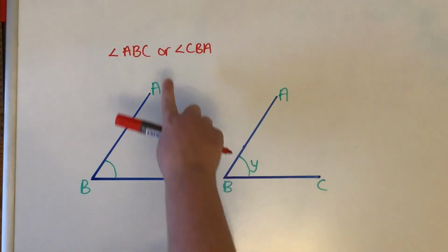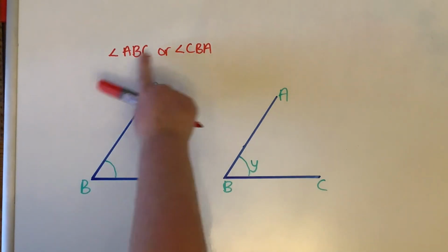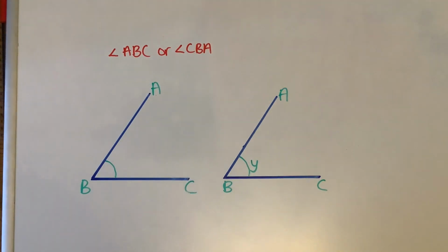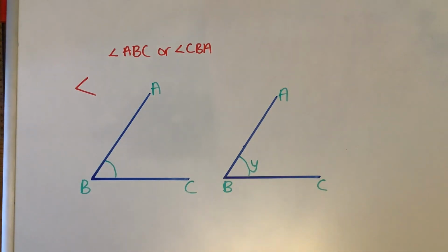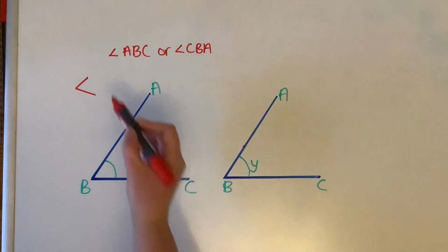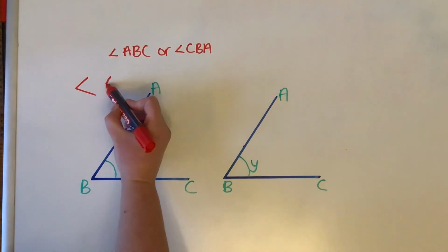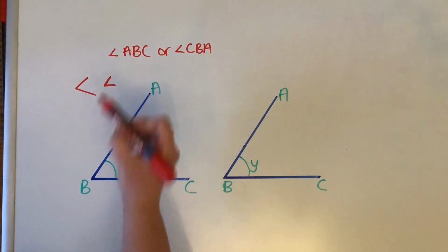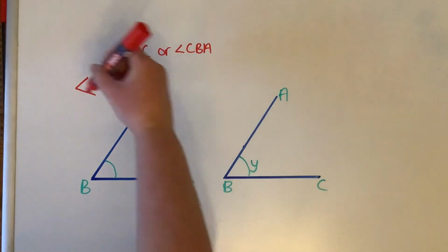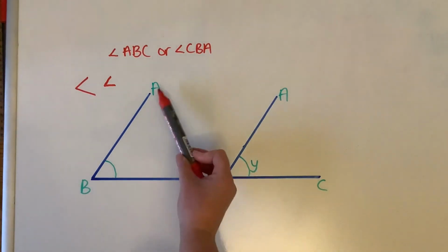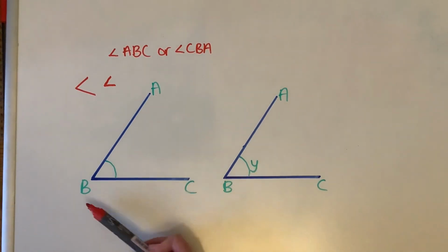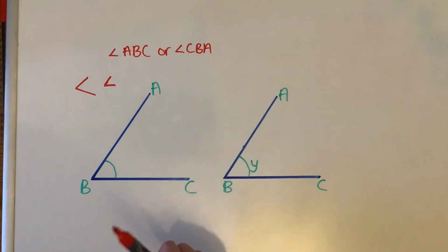It's important not to get confused with our angle sign. It looks very similar to a less than sign, but it is not a less than sign. A less than sign looks more like this, whereas my angle sign, the bottom bit is horizontal, so it's flat along the bottom. So we've got angle ABC or CBA here.